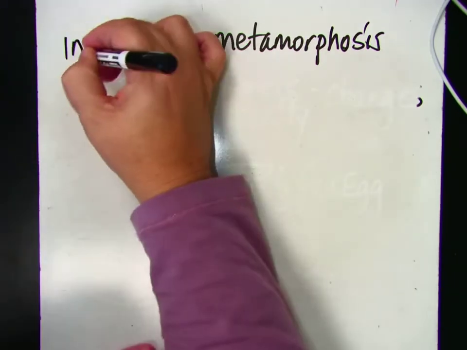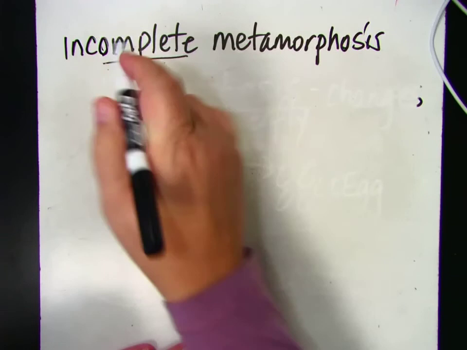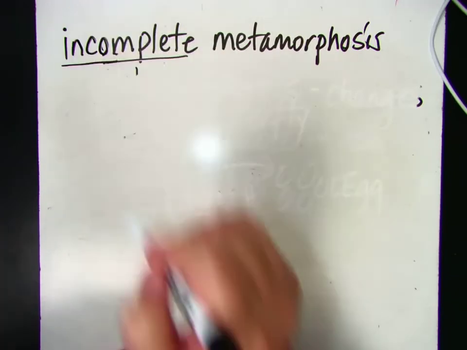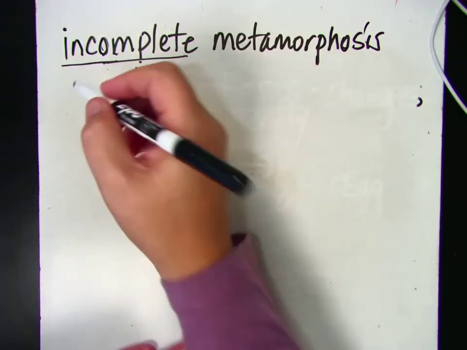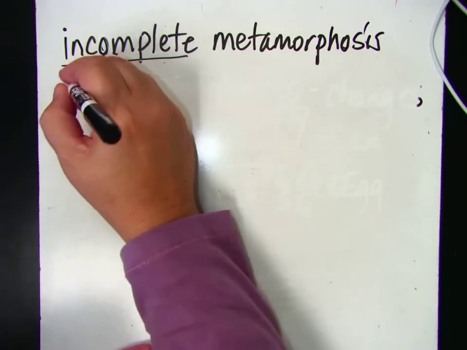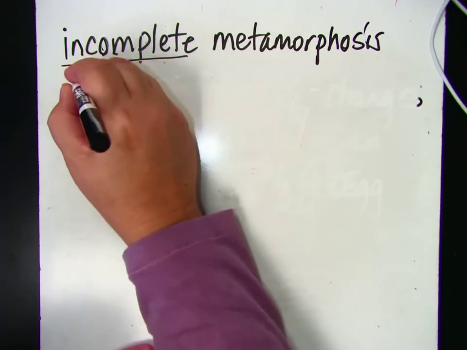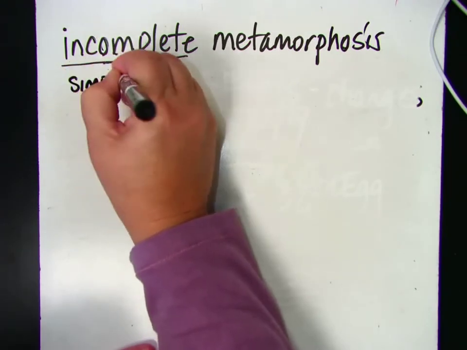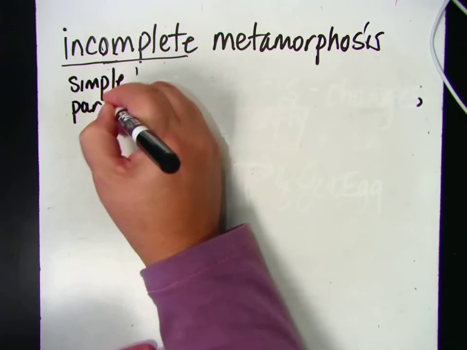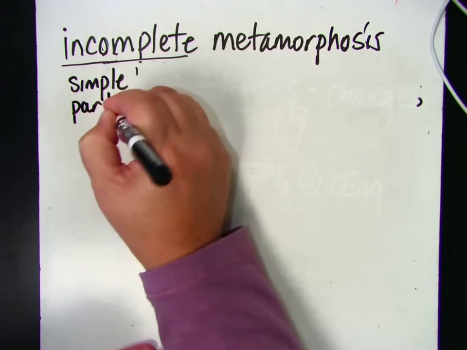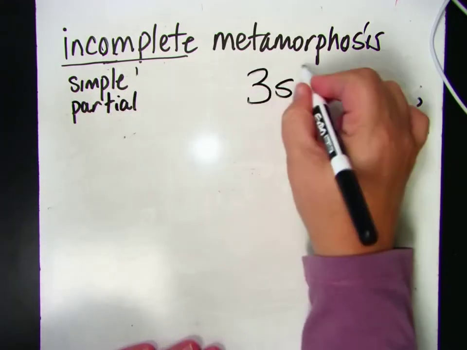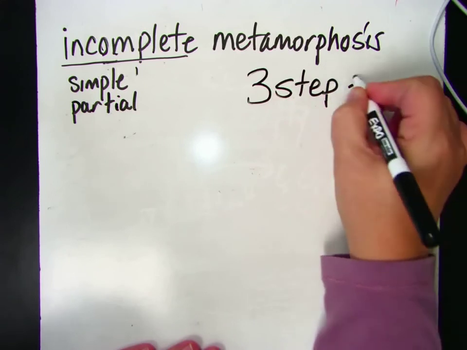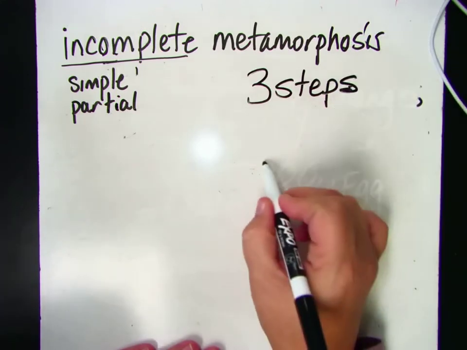And then there is something called incomplete metamorphosis, and I don't like the name, but that's what they call it, because incomplete makes you think that it's not finished. And the only reason that it's called incomplete is because it's done in 3 steps. It's also known as simple or partial metamorphosis. So those 3 terms mean the same thing. And this type of metamorphosis has only 3 steps. So the first step is the egg.